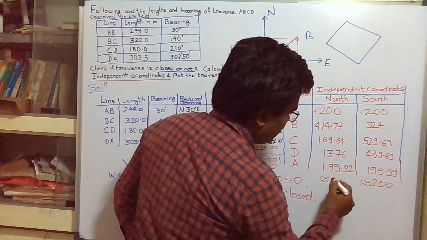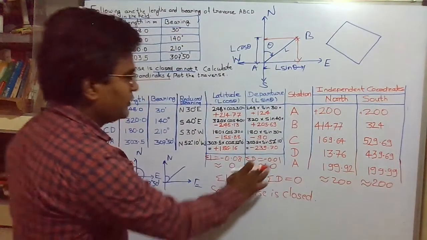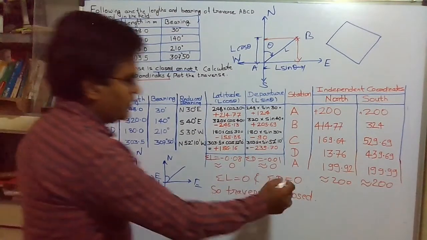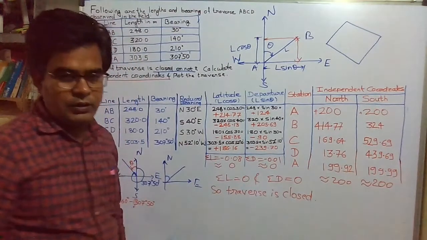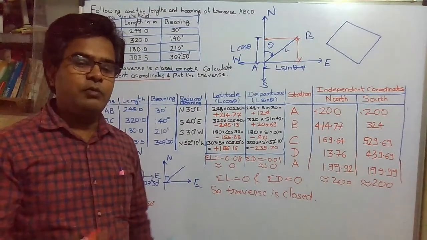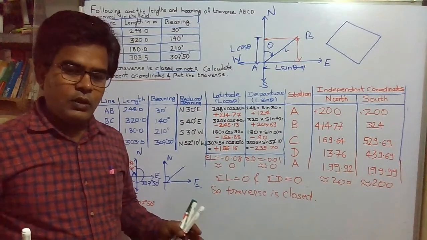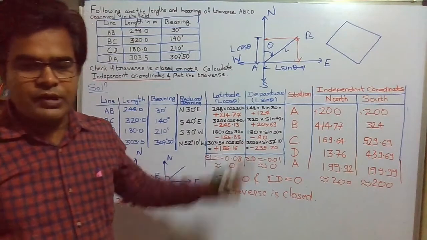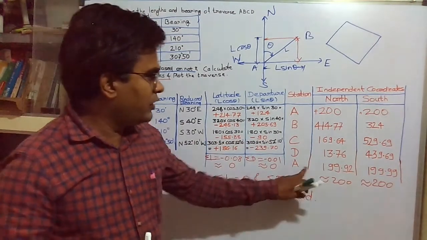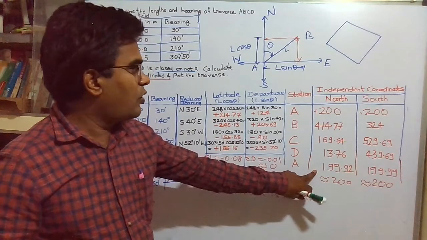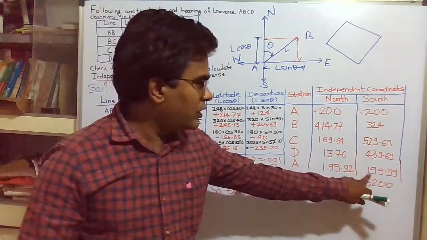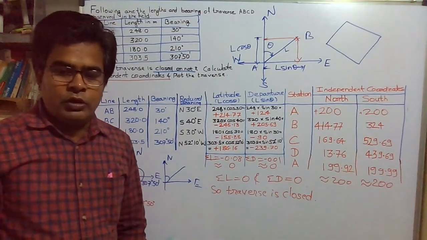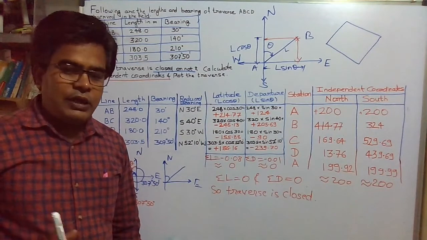equal to 200. This difference of 0.01 is nothing but the difference of departure, and here what we got is 0.08. If we add this it will become 200. But this is due to the decimal places. If we consider one more decimal place, then this traverse will close. For simplicity in calculation I only considered two decimal places. So here we can see we got the check, that is the coordinate of A is nearly equal to 200, north is 200 and south is 200. So like that we can calculate the independent coordinates.